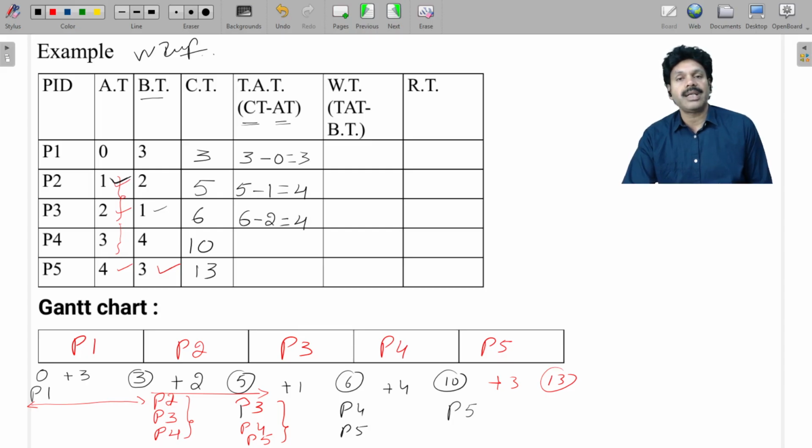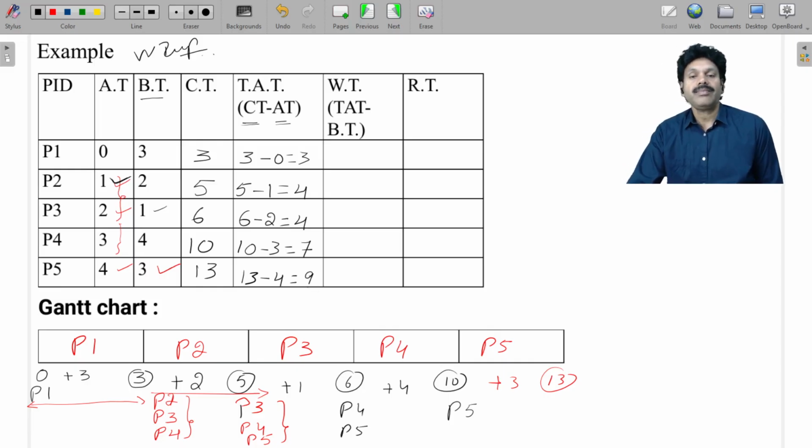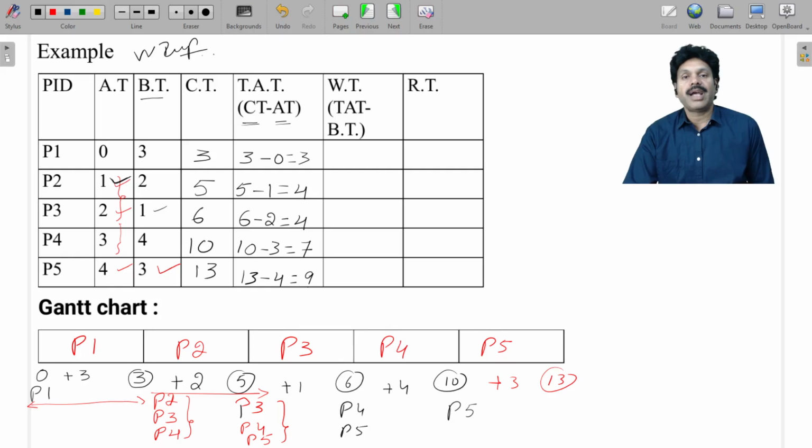You need to look at the arrival time. Exit time is 10 and entry time is 3, so 7 units is the turnaround time. Exit time is 13 and entry time is 4, so 9 units. Waiting time. Waiting time is nothing but, so exit time minus entry time.